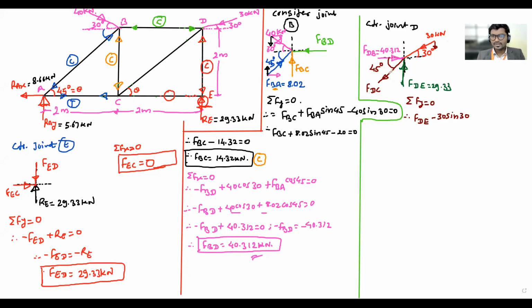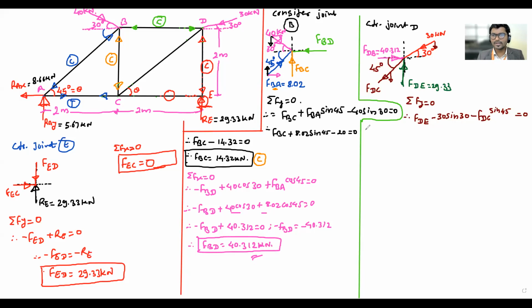Then the DC component, as per our assumed direction it is coming down, so positive or negative? Negative. Negative F DC sin 45. Are any forces remaining? No, sir. Okay, so that equals 0.